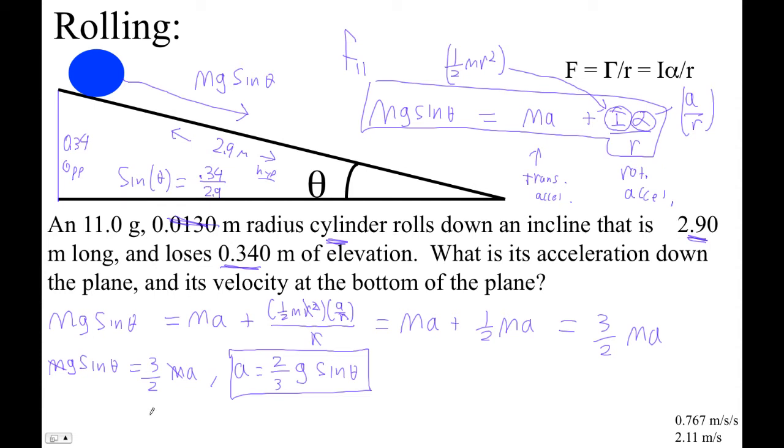Now we can plug numbers in. So let's do that. A is 2/3, g is 9.81, and then sine of theta, remember sine is opposite over hypotenuse. This comes from SOHCAHTOA. Again, this is sort of tricky, I think. So 0.34 over 2.9, and now we can get a number without even using the sine. Now, by the way, if you don't understand that, go ahead and find the angle with the inverse sine of 0.34 over 2.9, then take the sine of that angle.